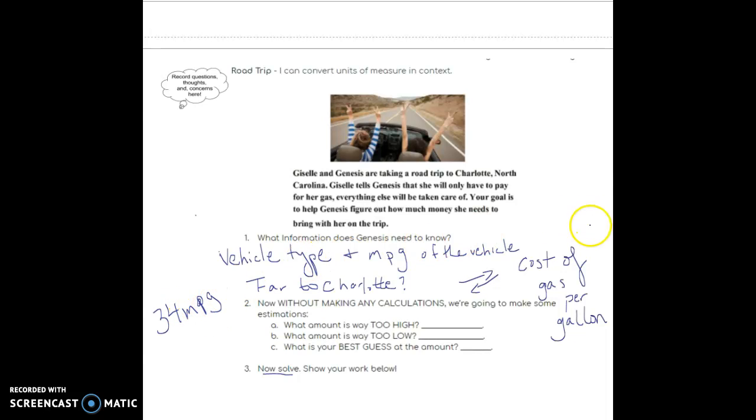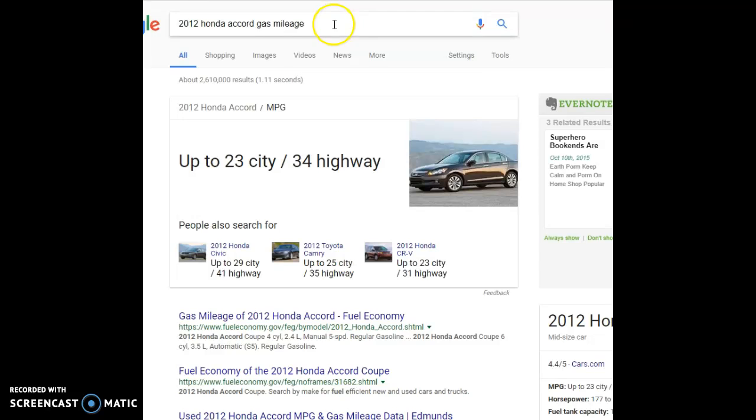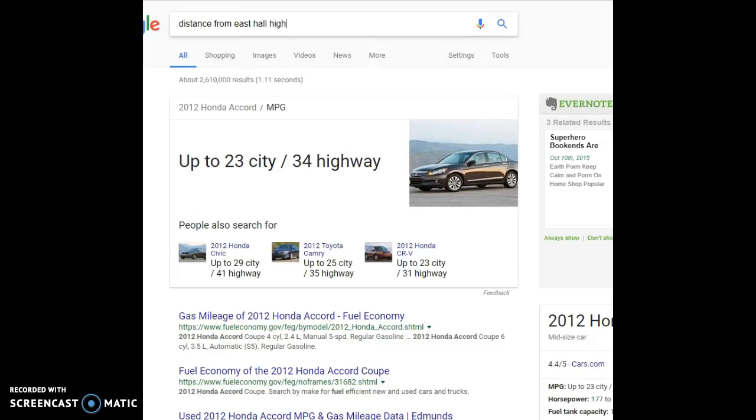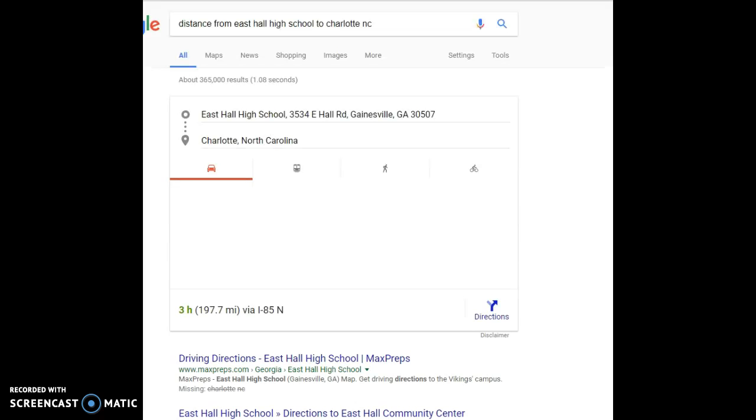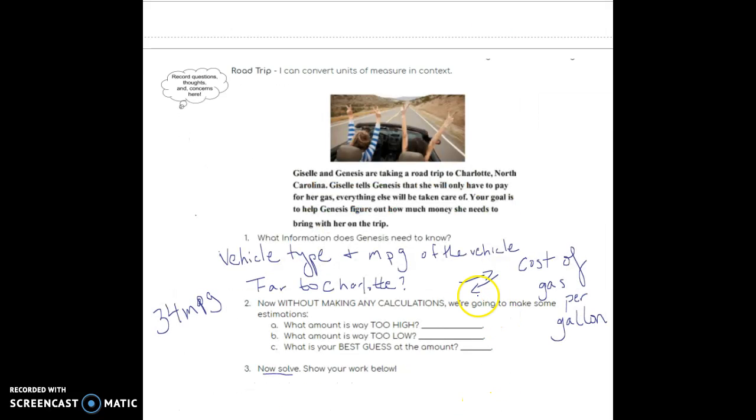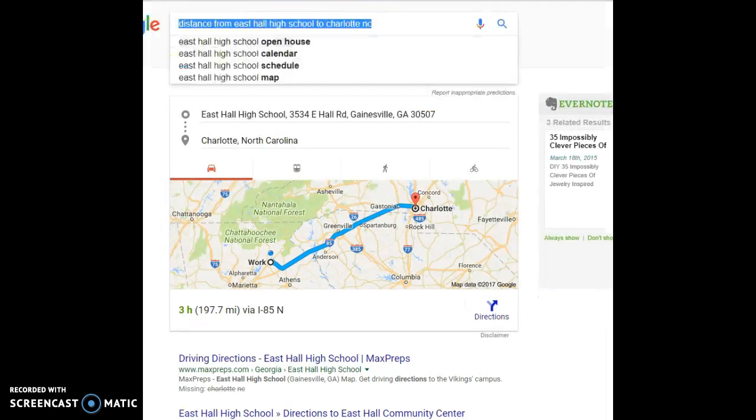Miles per gallon, all right? And then we need the cost of gas and how far it is to Charlotte. So let's go back to the internet and search for distance from East Hall High School to Charlotte, North Carolina. All right, that is 197.7 miles. So we'll say 198 miles, right? We'll round up just a little bit, 198 miles. So we are going 198 miles. And that's one way, right? One way. And then let's go see what gas costs right now.